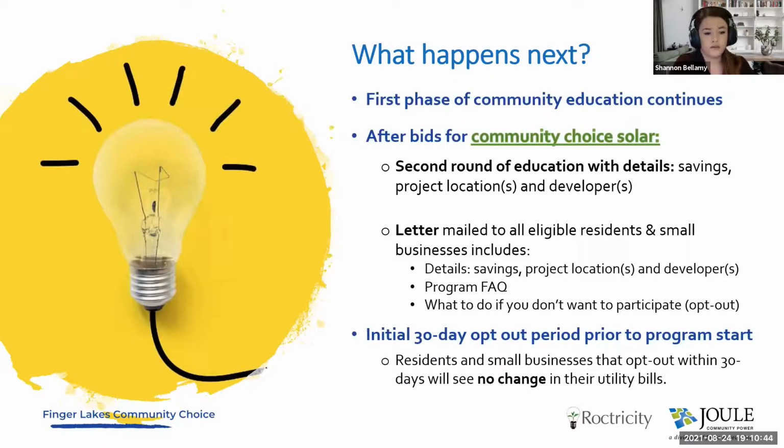Next, there'll be a letter mailed to all eligible residents and small businesses. And that letter would include details, including savings, project locations, and developers, as well as a program FAQ and how to opt out if you choose not to participate. So just like electricity supply, there'd be another opt-out portion for this community solar. So probably something you're already used to seeing. And then we'll start the initial 30-day opt-out period prior to when the program actually launches.